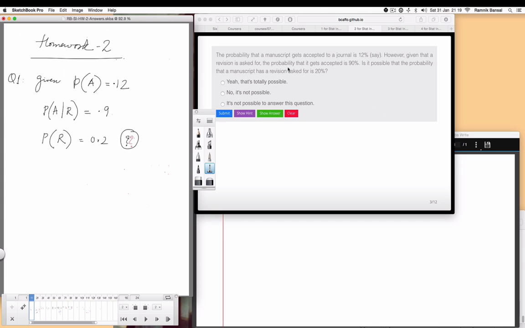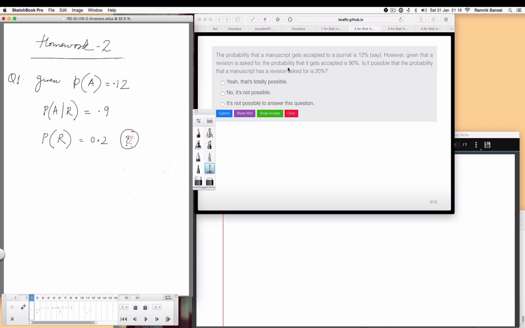The probability that a manuscript gets accepted to a journal is 12%. So the probability of some event happening is 12%. However, given that a revision is asked for, the probability that it gets accepted is 90%. So given that an event occurs before this event, the probability of this event occurring is 90%. Is it possible that the probability that a manuscript has a revision asked for is 20%?